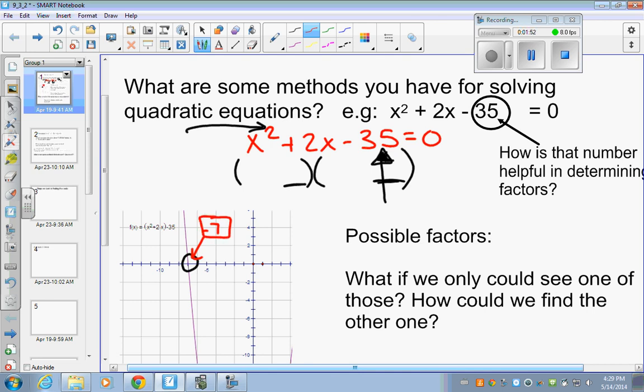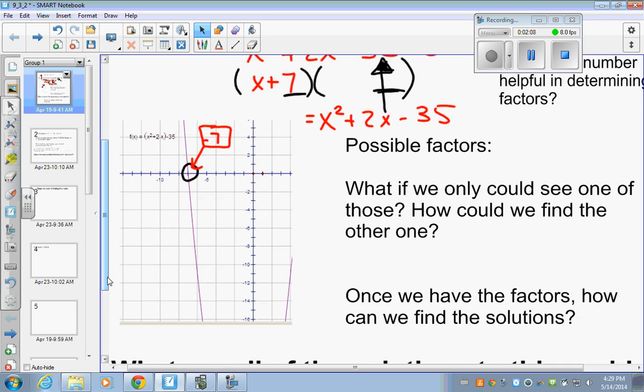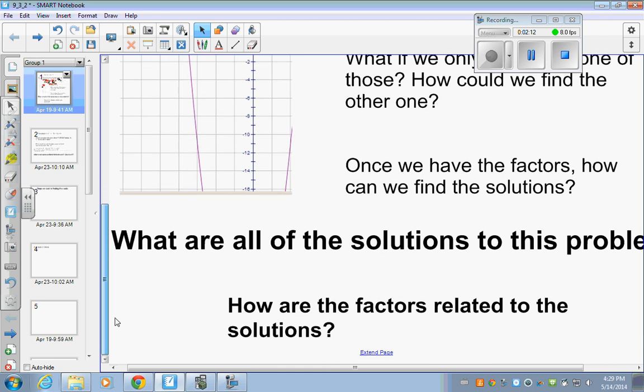How could we find the other ones? So now I know that x plus 7 times something is the same as x squared plus 2x minus 35. How could I figure out that other one? Talk with your partner. This is something we did in class, last class. Then you can talk about what are the solutions to this problem and how are the factors related.